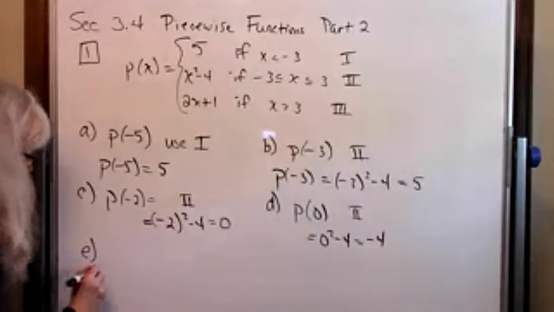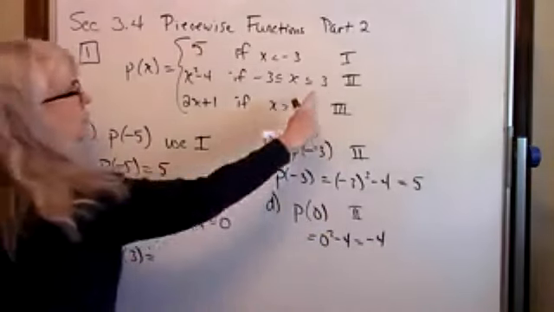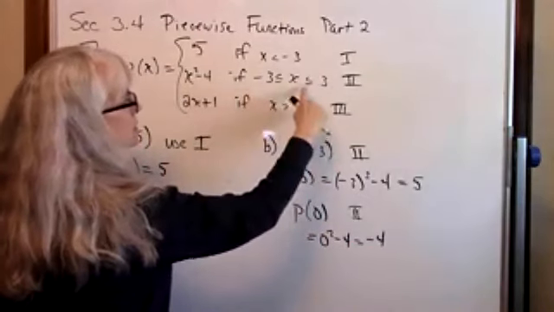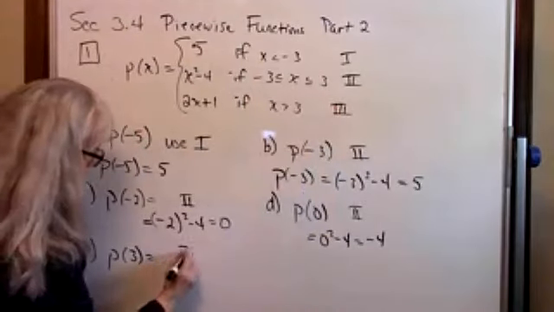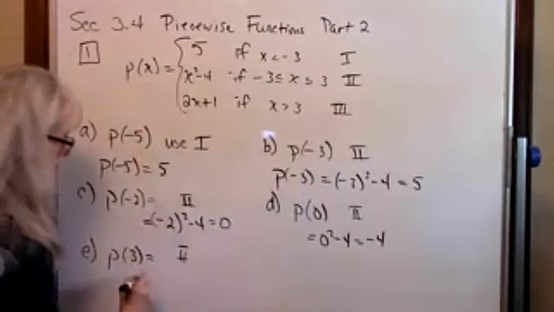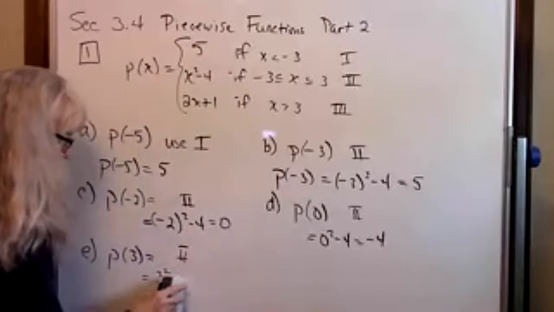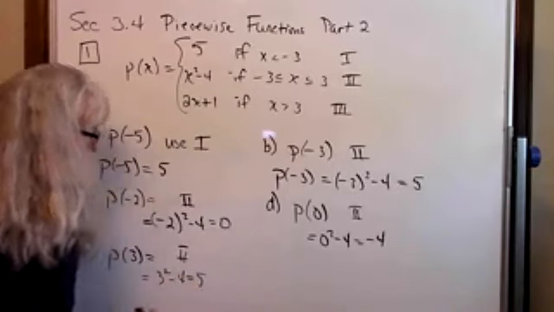Part E is asking us to find p of 3. So p of 3, again, we're paying attention to where those equal to's are. And this equal to is on this piece. So this is when x is equal to 3. We'll use piece 2 again. And we find out that it's equal to 3 squared minus 4, that would be 9 minus 4, which is equal to 5 again.